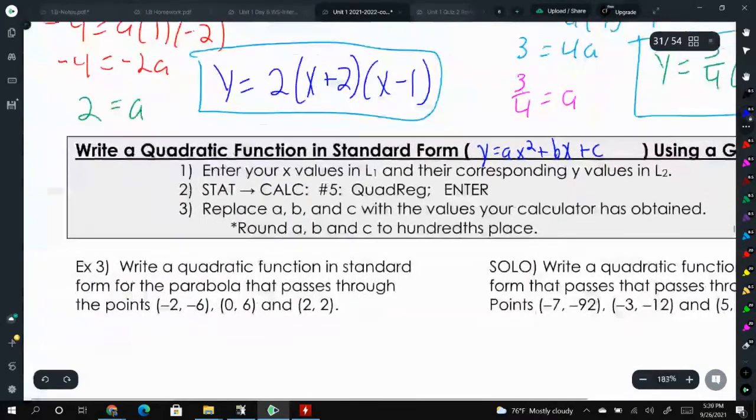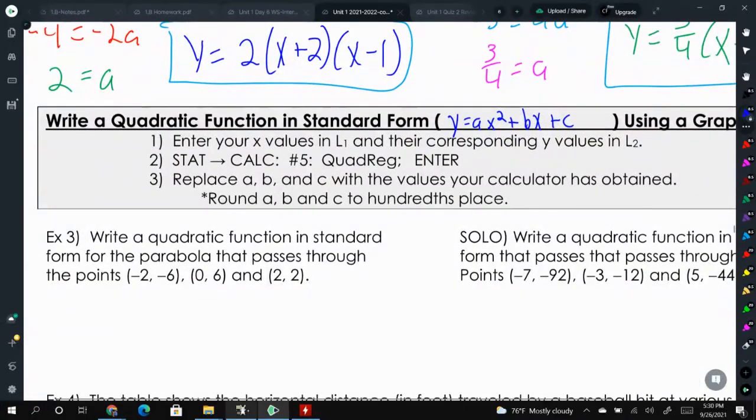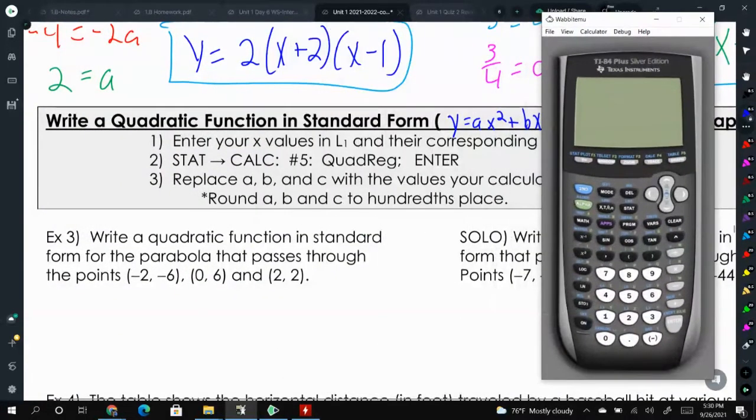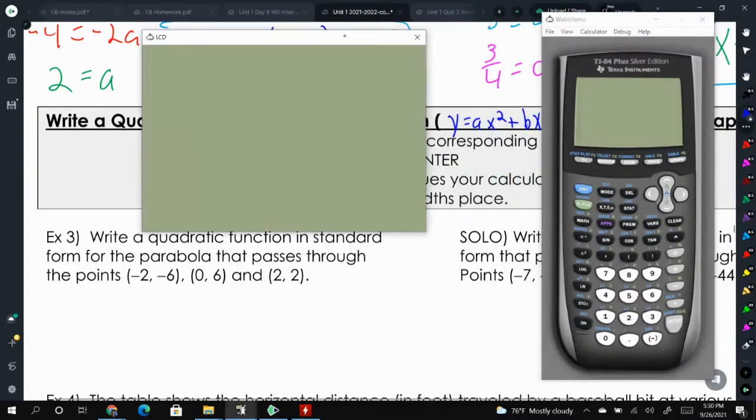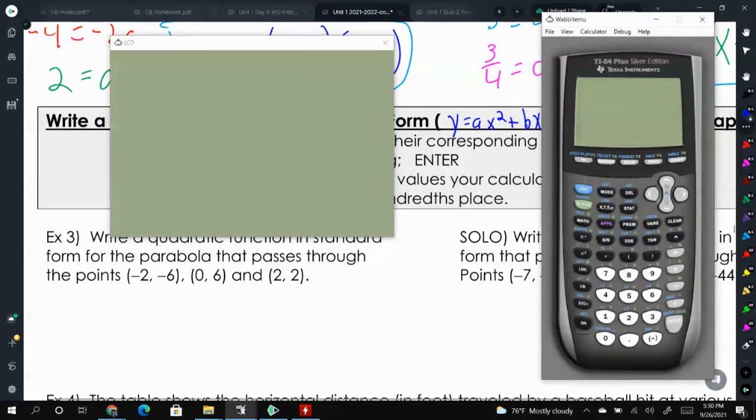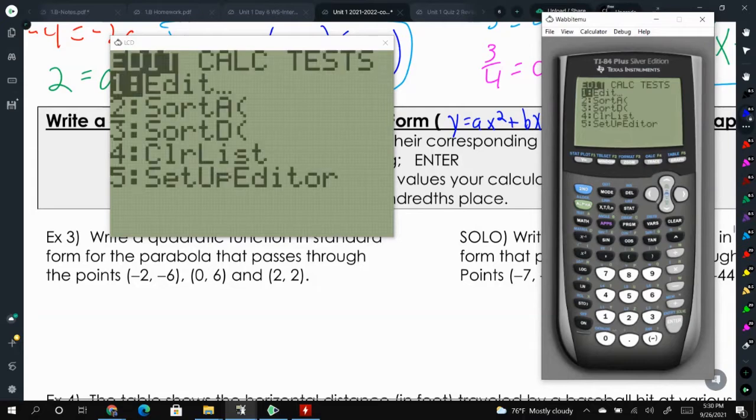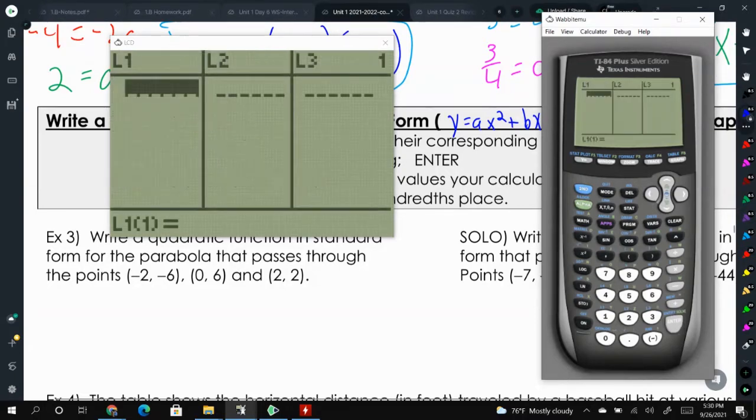So what we're going to do, and again, the directions are right here. We want to do detached window. So when we turn on the calculator, we want to press the stat button, which is to the right of the variables that we've been pressing. And then we're going to go to edit. And what we're going to do is we're going to put these 3 points into our list.